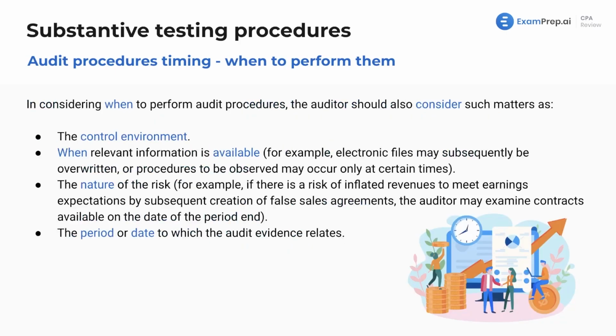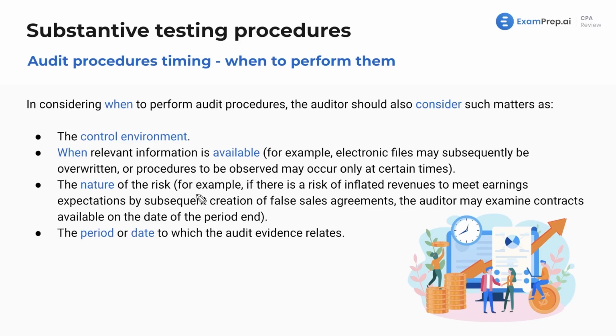In considering when to perform audit procedures, the auditor should consider matters such as the control environment, obviously the overall internal controls, as we mentioned, and when relevant information is available. So, for example, electronic files may subsequently be overwritten, or procedures to be observed may occur only at certain times. So obviously, when are you going to perform those procedures? Just think, when is it possible to do it?